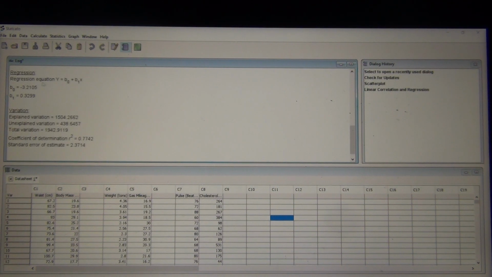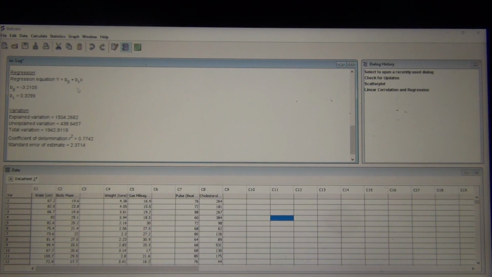Here's our regression equation, y equals b0 plus b1x. Remember, b0 is the y-intercept, and b1 is the slope. So here's the slope right here. If you just put this number where it says b1 and put this number where it says b0, you actually have your formula for the regression line.